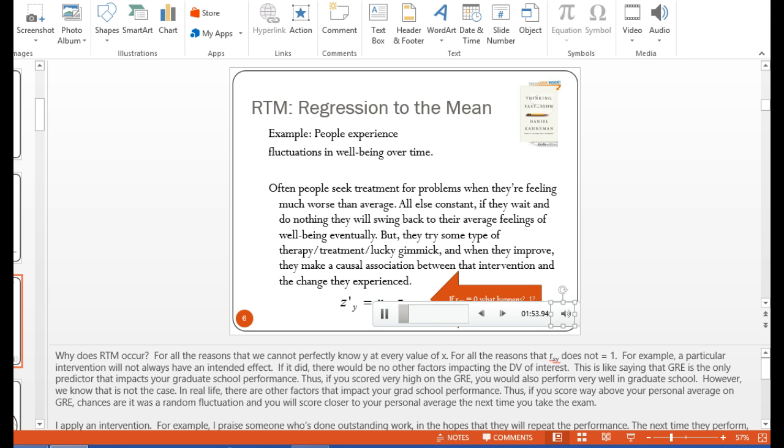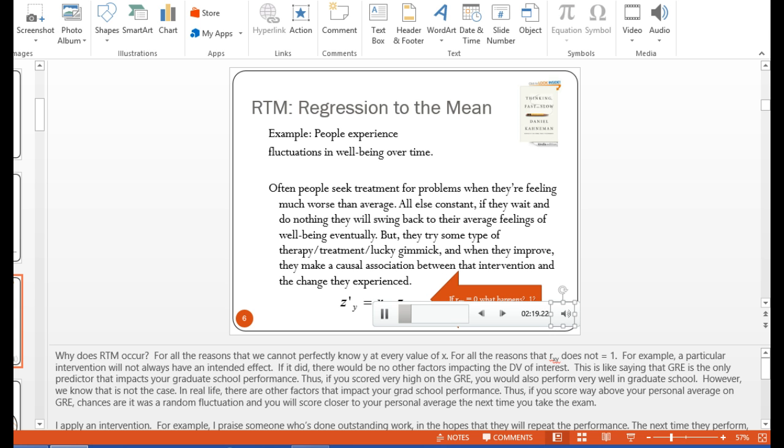So we don't know in this case what the effect of the intervention was versus just regression to the mean and coming back to their personal average eventually, automatically anyway, or if it was a combination of both. And usually it's probably the latter. It's probably that the intervention had some effect, and then it was also just bouncing back to the mean.